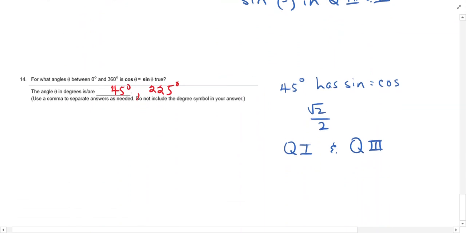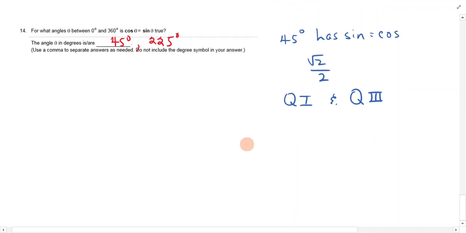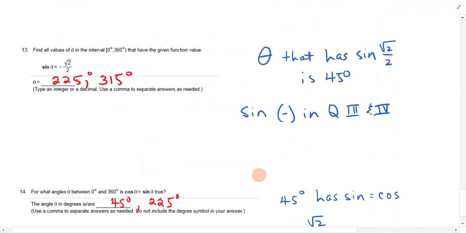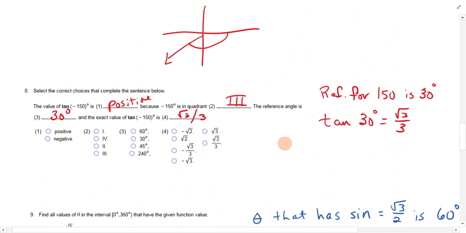For what angles is cosine theta equal to sine theta true? We talked about that. 45 degrees has the same sine and cosine, and it's in quadrant 1 and 3 where it's positive, so 45 degrees and 225. And that is our problem set for reference angles.